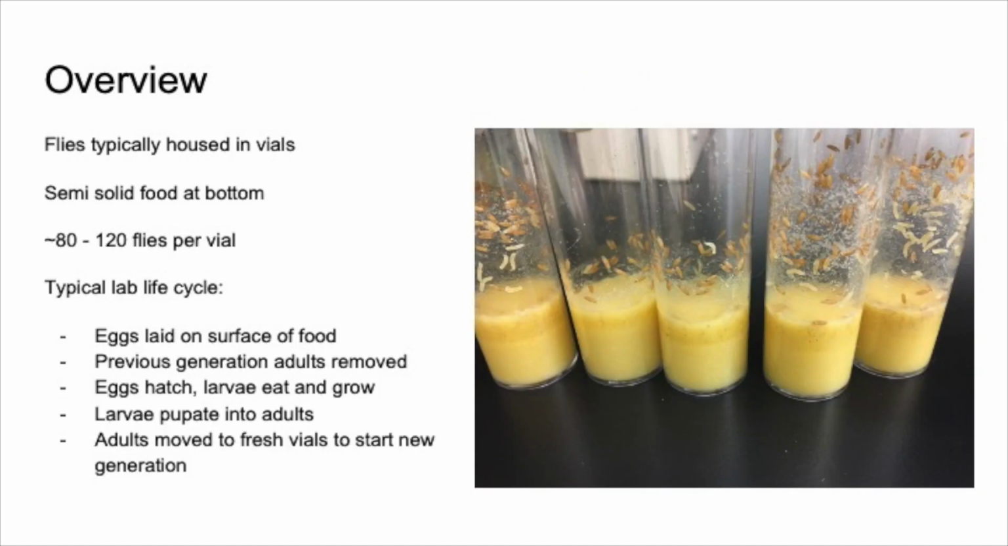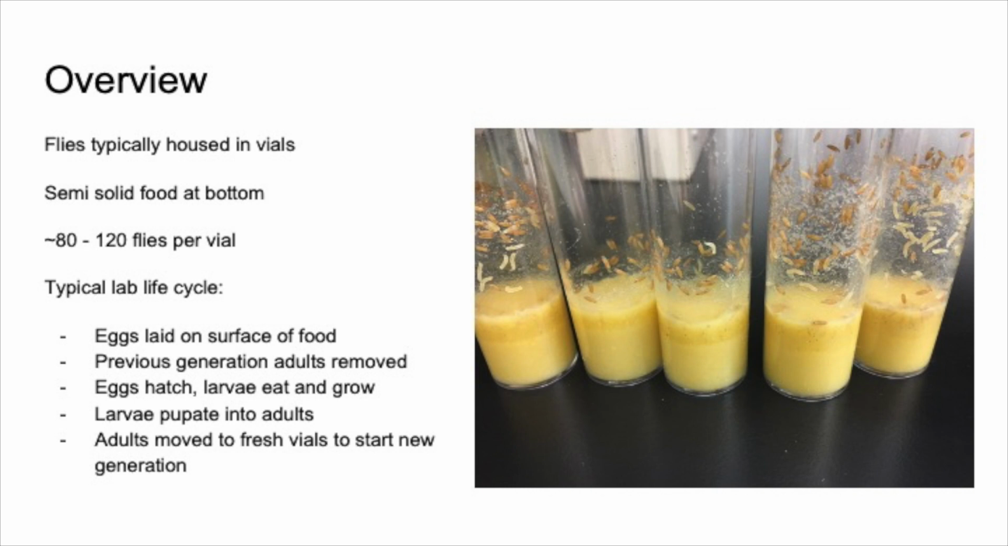Fruit flies are typically housed in narrow vials with a block of semi-solid food at the bottom. Typically, the average carrying capacity of a vial is around 80 to 120 flies at a healthy density and healthy numbers. In a lab, the typical life cycle is that eggs will be laid on the surface of this food, and then the previous generation of adults that laid these eggs will be removed from the vials. After that, the eggs will hatch, and the larvae will burrow down into the food, eating and growing until they reach their 3rd instar. At this point, the larvae will crawl up the walls, form pupae, and metamorphose into adults.